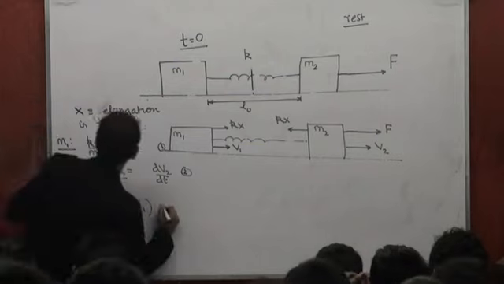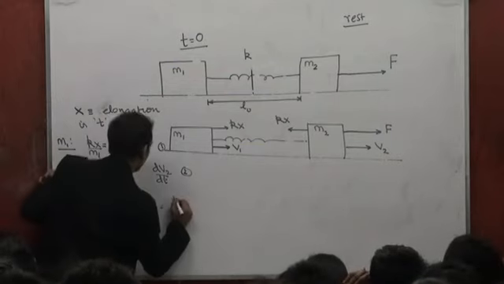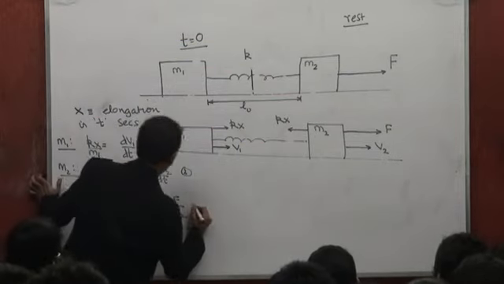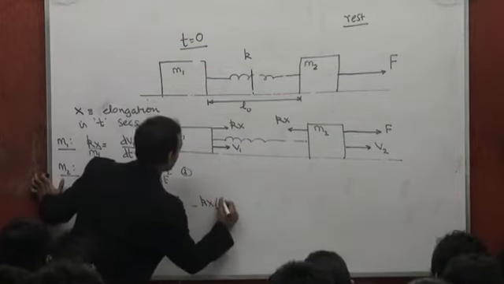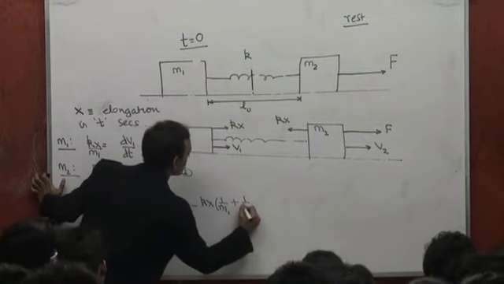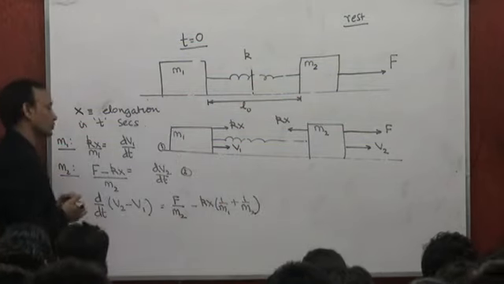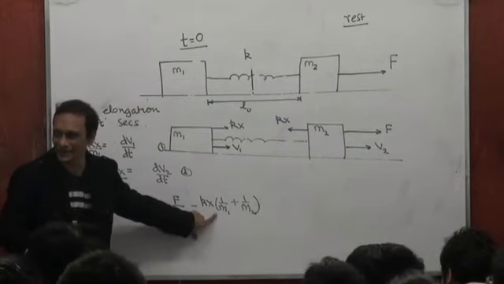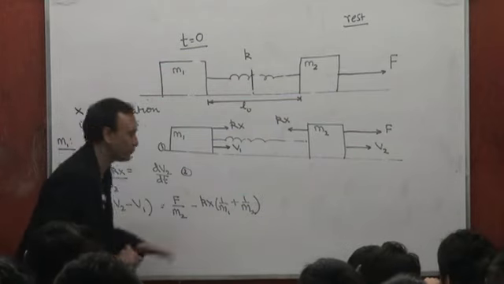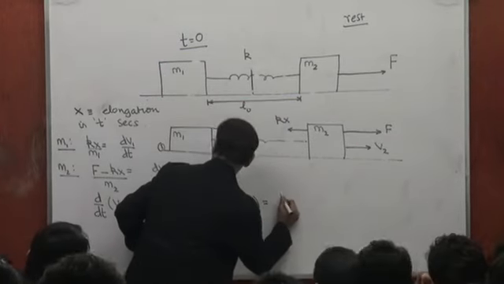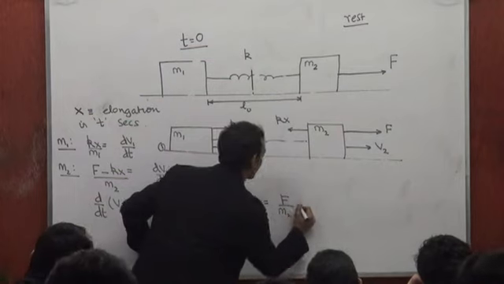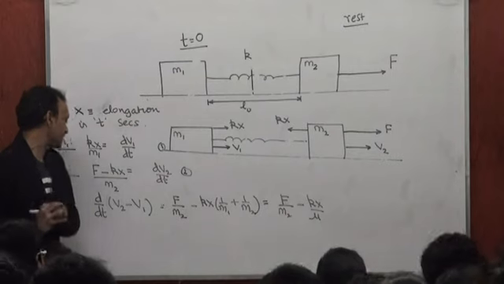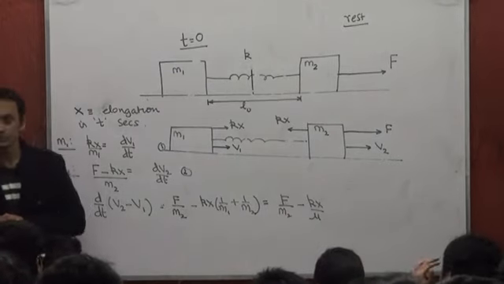So d/dt of (V2 minus V1) would give me F by M2 minus Kx times (1 by M1 plus 1 by M2), right? So this is like a Kx by mu. Do you realize that this is like a Kx by mu? Mu is the reduced mass, M1 M2 by M1 plus M2, right?